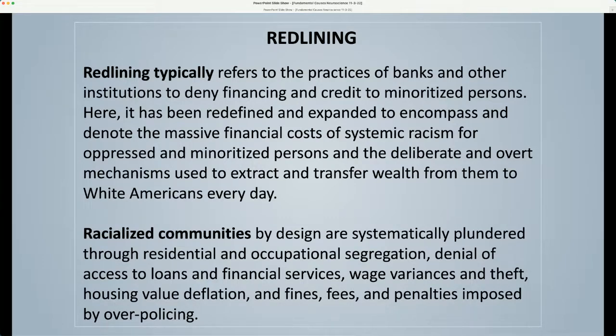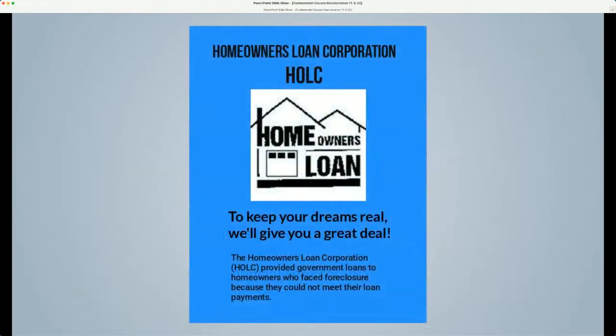The original meaning of redlining refers to the policies of racial segregation in real estate and housing promoted by the U.S. government beginning in the 1930s. In 1933, the federal government established the Homeowners Loan Corporation to provide billions of dollars to rescue banks, thrifts, and distressed homeowners.